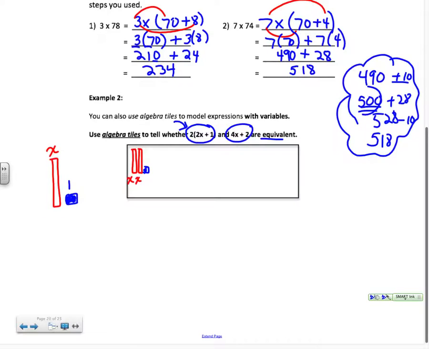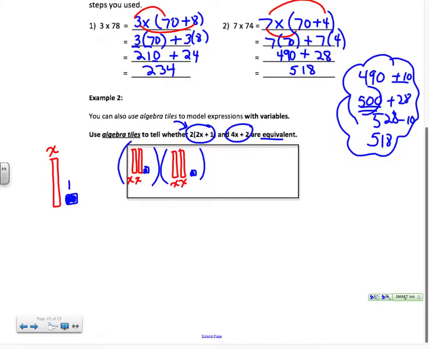That's 2x plus 1. Now it says there's two of them. That 2 on the outside means I have two of those groups. This is my 2x plus 1 in the parentheses. I have two of those. So I'll do another one. 2x's plus 1. Okay. So that's what's inside my parentheses, two of those groups.